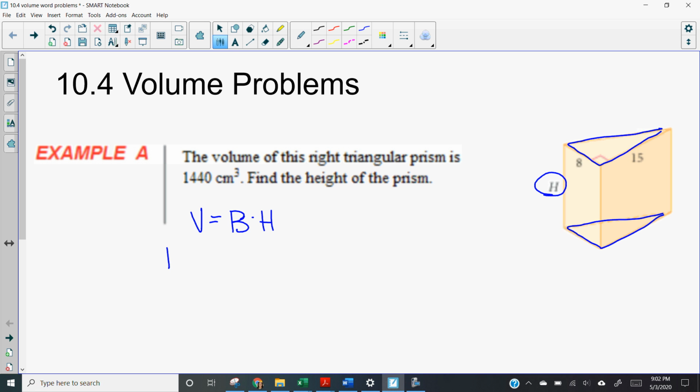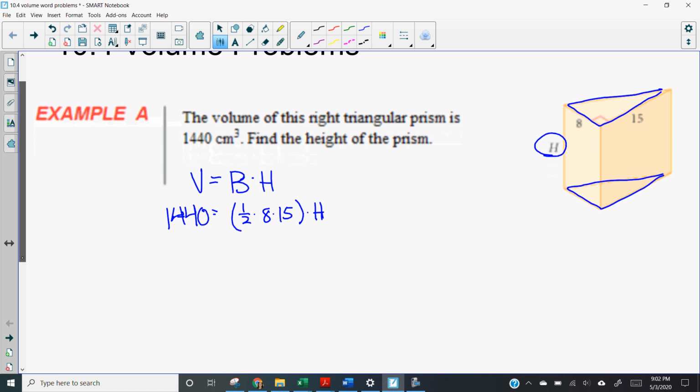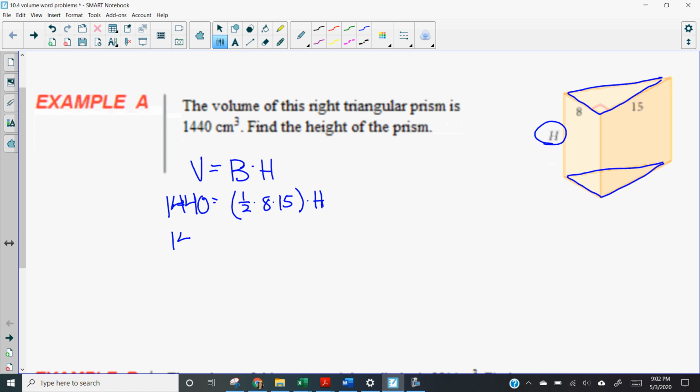So in this case, we know V. Let's plug 1440 in for V. In place of base area, capital B, we're going to put 1/2 base times height because it's a triangle. So 1/2 times 8 times 15, and then times h, our unknown height that we're trying to find. Let's clean up that right-hand side. What's in the parentheses, the area of that triangle, is just 60. Then we'll divide both sides by 60 to get a height of 24. That's just a height, so not cubic centimeters, but plain old centimeters. Nothing crazy with these problems. I just want you to be thinking about possibly solving for a different piece of the formula.